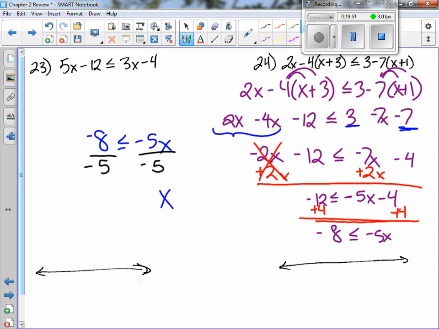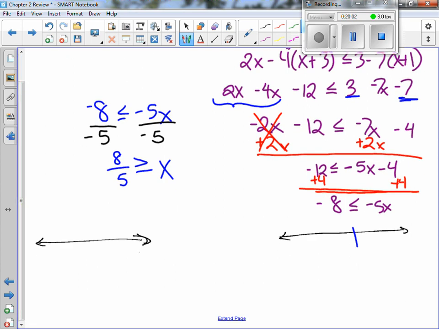Now, negative 8 divided by negative 5 would be positive 8/5. But because we divided by a negative, we have to switch the sign. Anytime we multiply or divide by a negative with the inequalities, we have to switch the sign. So we get 8/5 is greater than or equal to x. Greater than or equal to means the circle is closed.